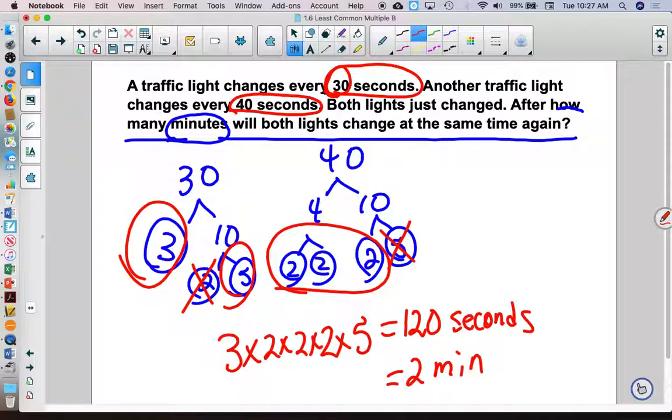Now have I answered the question? Yeah. You bet I have. Who said no? Look at it. Oh, okay. Do you see it now, though? Do you notice that the whole bit about other traffic lights, both lights changing, some of that I don't need to solve it. I needed it to understand, but I gotta have my important numbers and my questions.